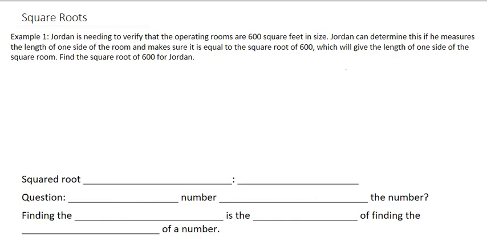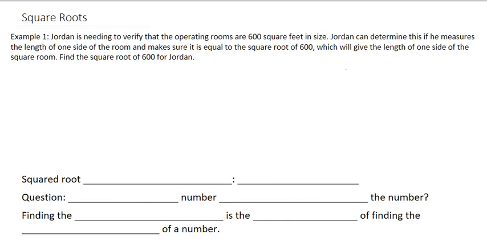Square roots. Jordan is needing to verify that the operating rooms are 600 square feet in size. Jordan can determine this if he measures the length of one side of the room and makes sure that it's equal to the square root of 600, which will give you the length of one side of the room, which is square. Find the square root of 600 for Jordan.